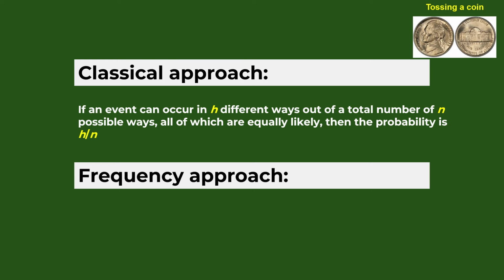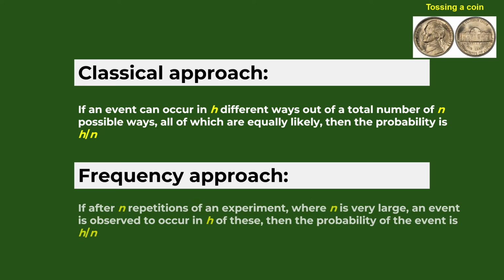In the frequency approach, if after n repetitions of an experiment, where n is very large, an event is observed to occur h times, then the probability of the event is h by n. So now for the same coin toss example, if we toss the coin 1000 times and 500 of which land heads, then the probability estimate will be 0.5 or 1 by 2.